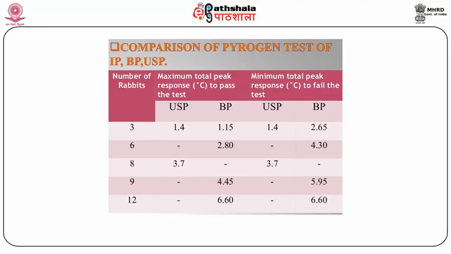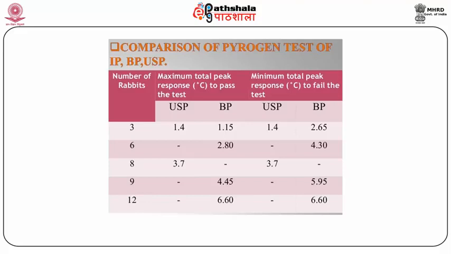If the number of rabbits is 8, then the USP says the maximum total peak response in degrees centigrade should be 3.7 degrees centigrade. If the rabbit number is 9, then according to the BP it should be 4.45 degrees centigrade, and if the rabbit number is 12, then the response should be 6.60 degrees centigrade.